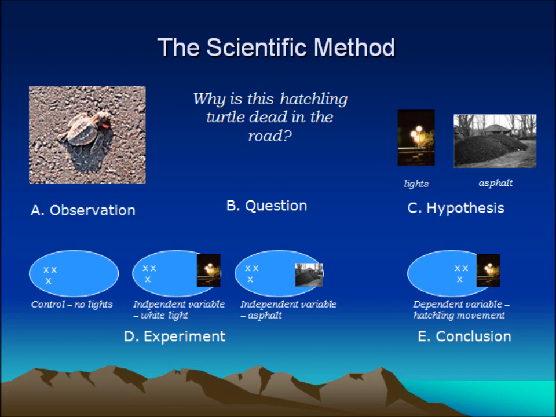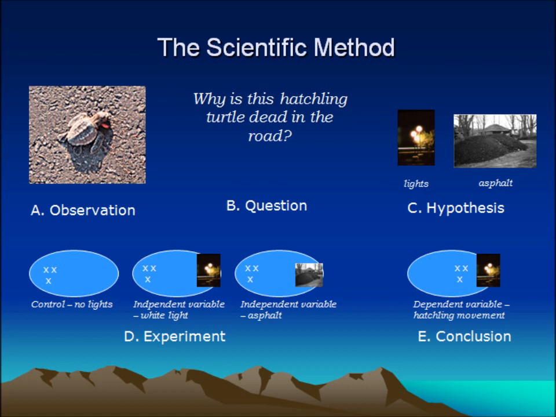The hatchling movement, the data that we were collecting, that's the dependent variable. It's dependent on your independent variables. So the turtle movement is dependent on whether there's a light in the tank or not. So our conclusion was that if you put a white light in a tank, the turtles go to it, they're attracted to it. Now that serves as an observation, doesn't it?